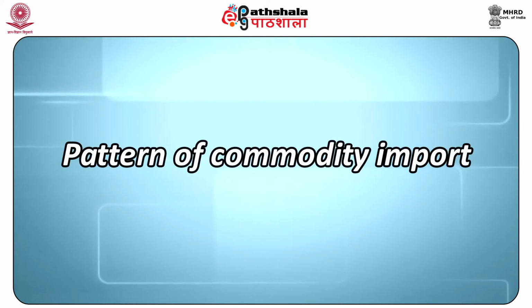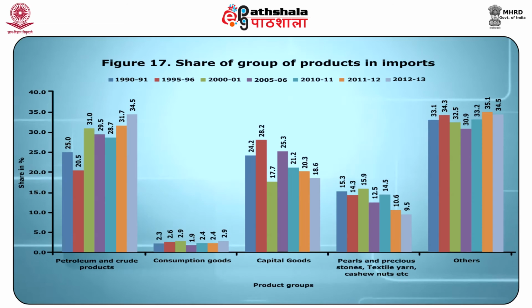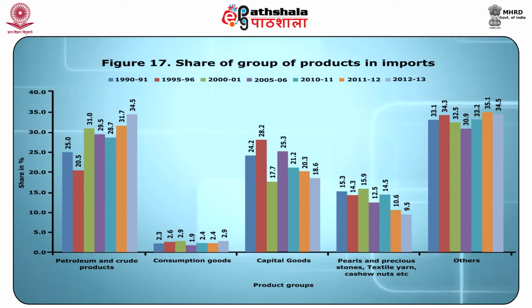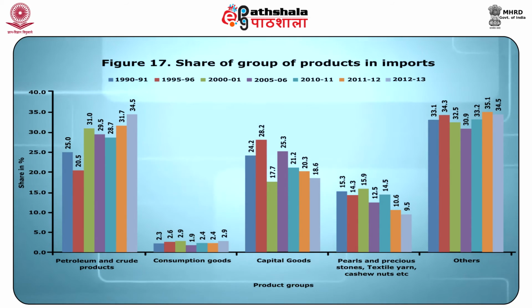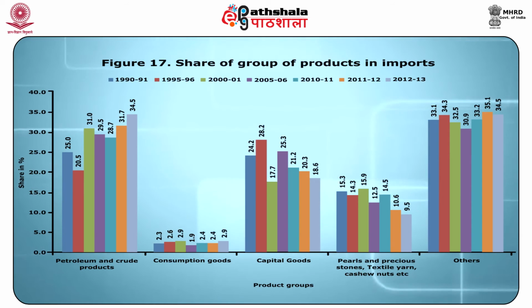Now let us look at the pattern of commodity imports. Figure 17 shows the share of various groups of commodities in India's imports. India, as the second largest nation in terms of population, has a huge demand for petroleum and crude oil products. That's why the share of these commodities in total imports has increased from 25% in 1991 to 34.1% in 2012-13. Petroleum and crude oil products have the highest share in India's imports.